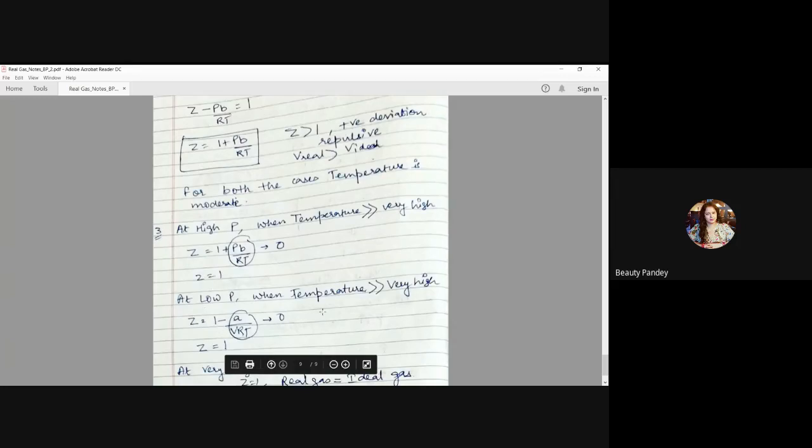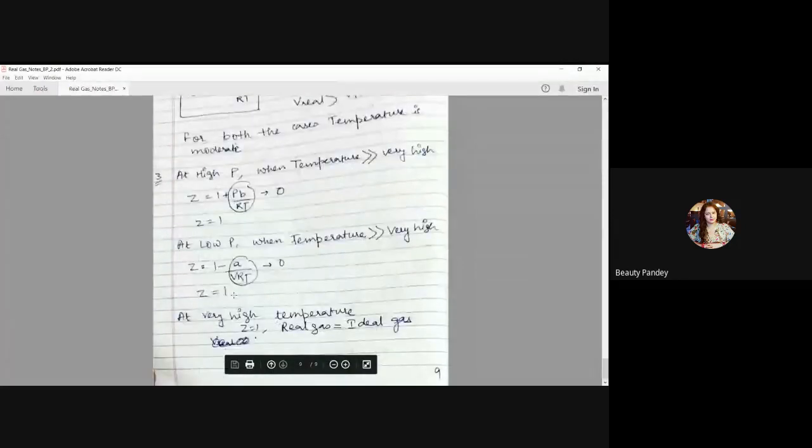And again, when the temperature is very high and you put the pressure low, this term will again become zero, so Z is again equal to 1. Z equal to 1 is for what? Ideal gases. So at very high temperatures, Z is 1 whether it is low pressure or high pressure, and real gases start behaving as ideal gases. This was a mathematical proof of how at high temperatures real gases and ideal gases become the same. Clear, everyone?